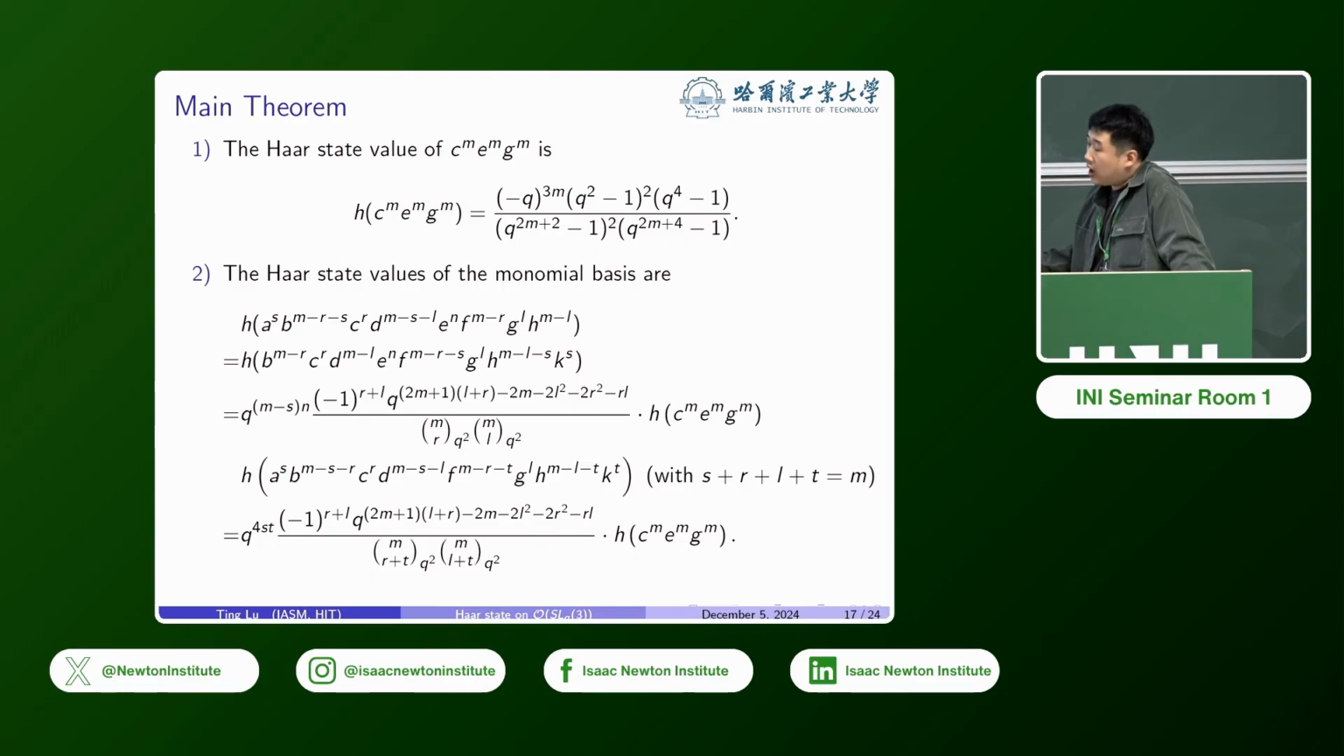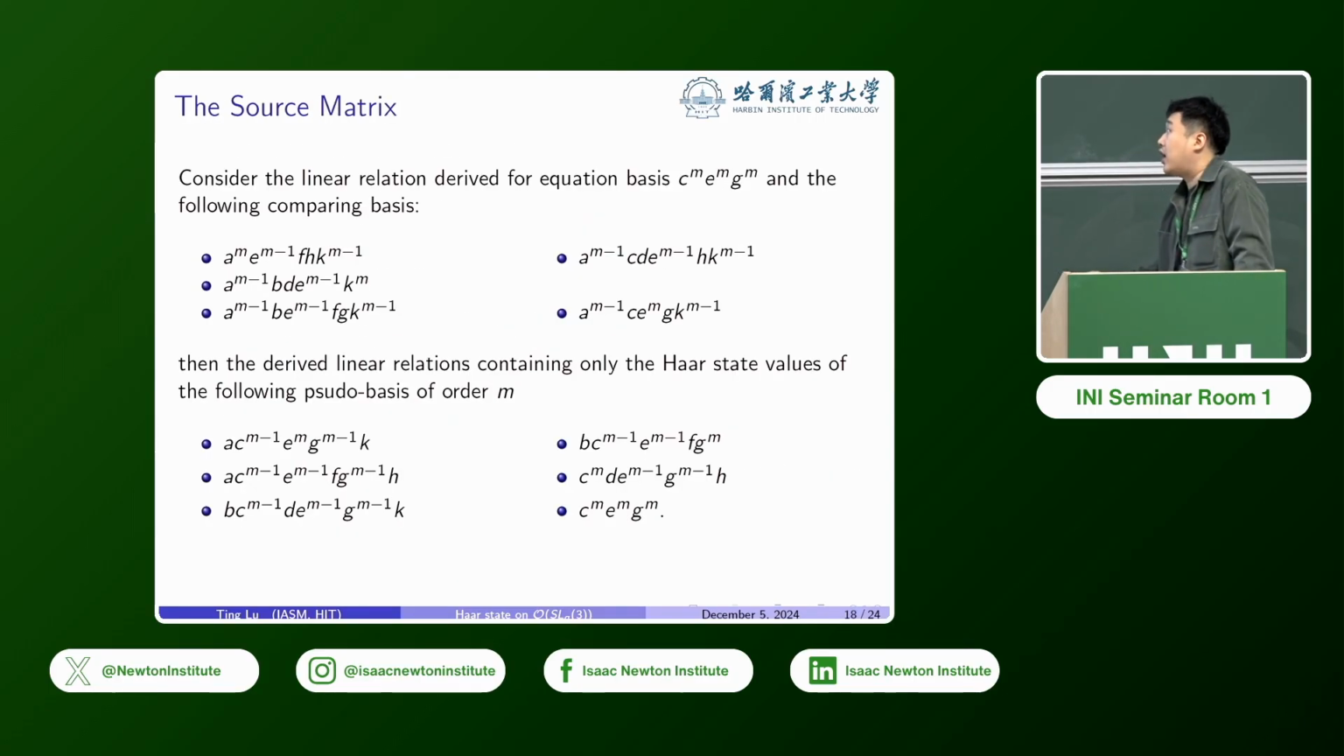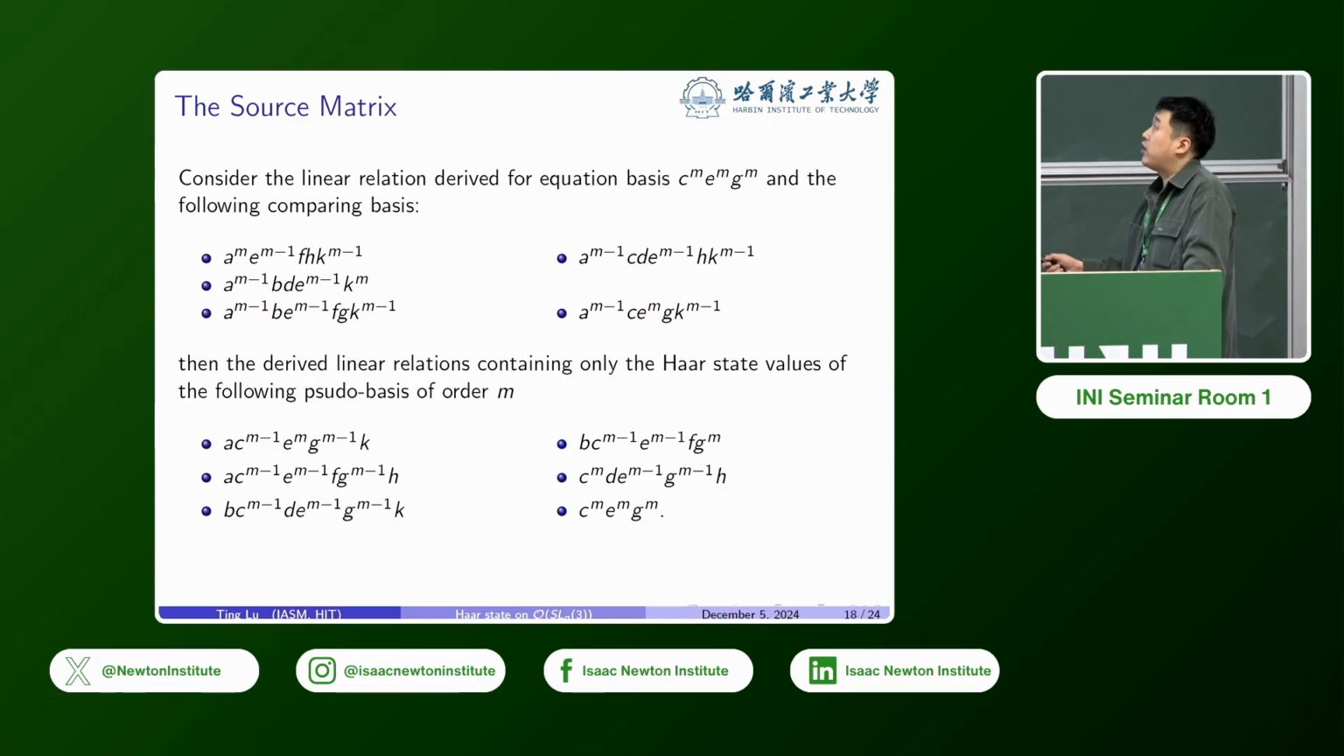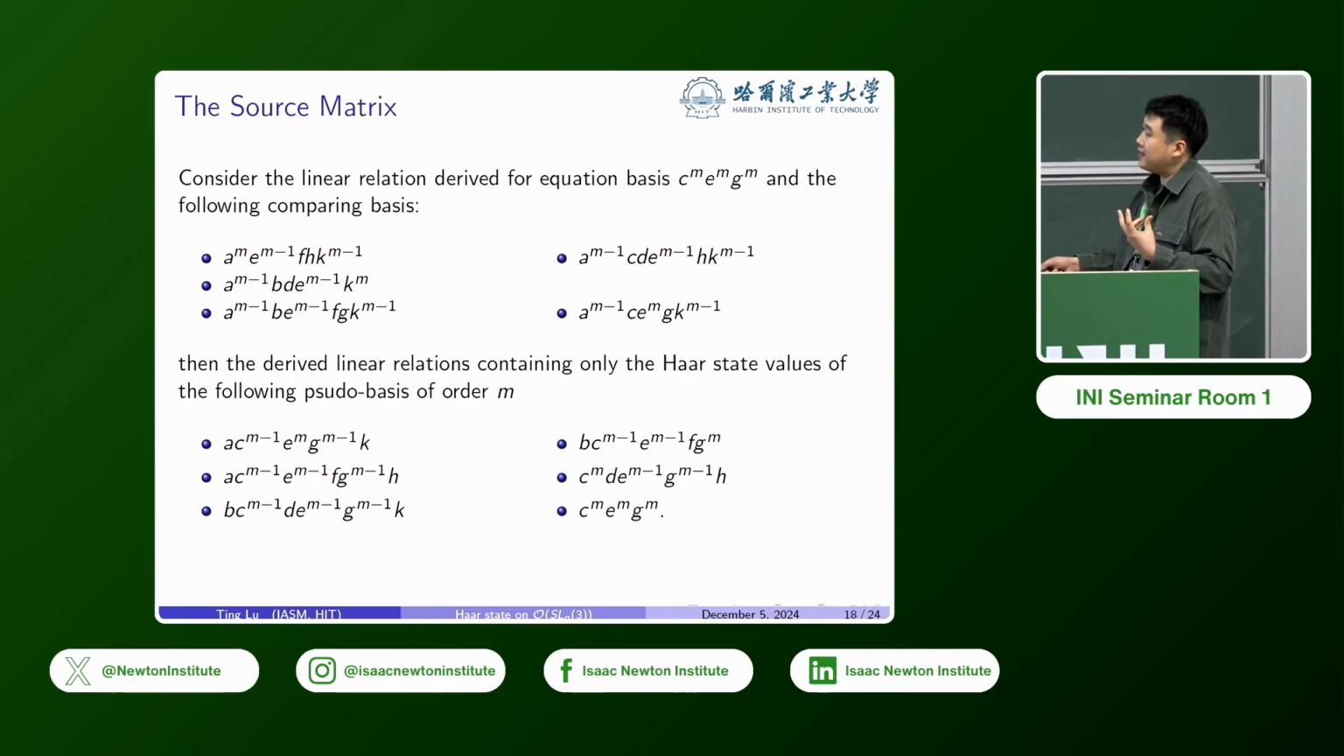And I'll briefly talk about how I compute them. So start from the first result. To compute our first result, we have to construct something I call a source matrix. It's constructed by using the linear relations derived from equation basis C to the M, E to the M, G to the M, and using the comparing basis listed here. So we have 5 comparing bases, which give us 5 linear relations, and you will realize the 5 linear relations only include the following unknowns, the Haar state of these 6 monomials. They're the only unknowns appearing in these 5 linear relations.